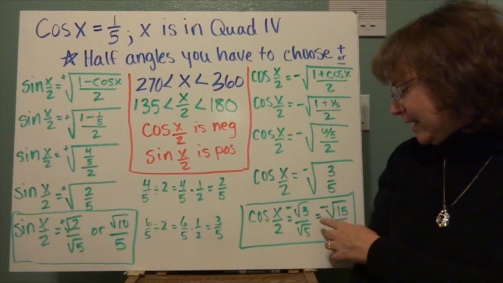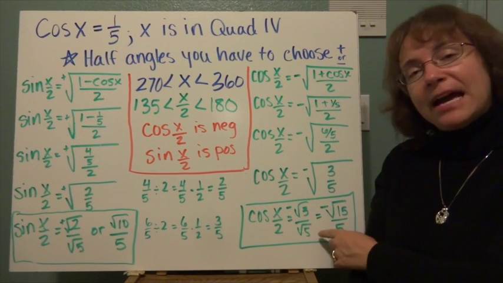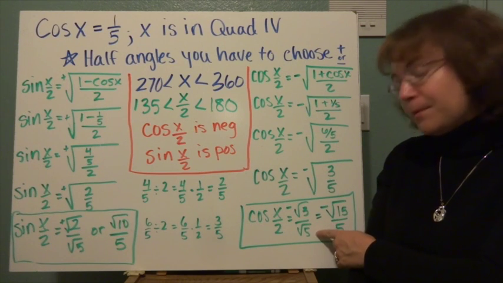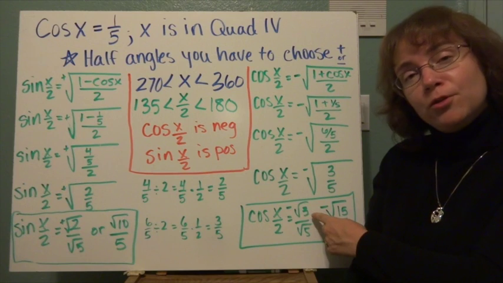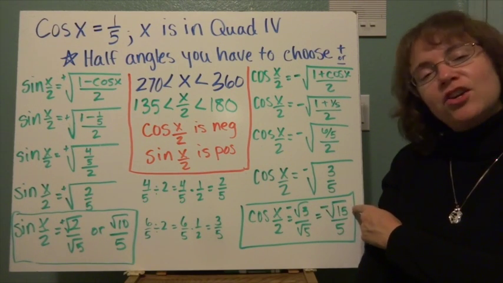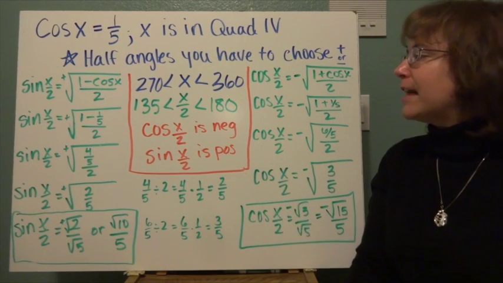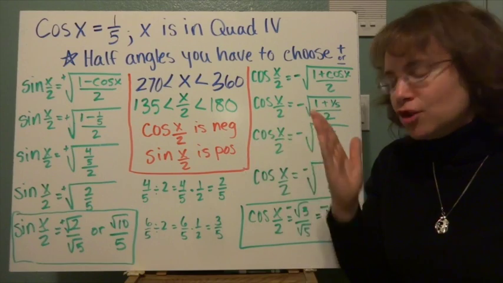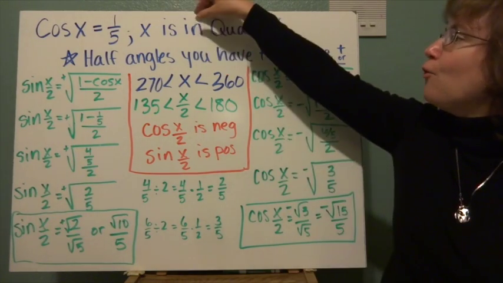And this is negative, equals negative, rationalizing the denominator, multiply by rad 5 over rad 5, multiply the denominator by rad 5, and I just get a 5, multiply the numerator by rad 5, and I have rad 3 times rad 5, which is just rad 15. So cosine of x over 2 of that original angle that we had drawn, chopped in half, is going to get me a negative rad 15 over 5.